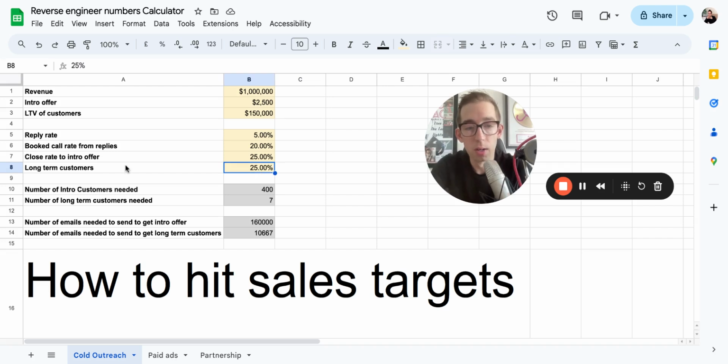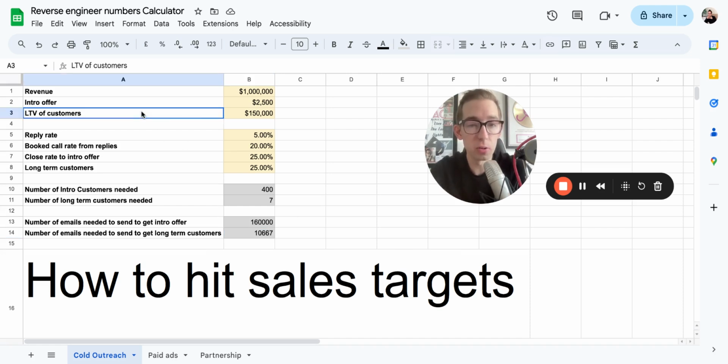Okay, so let's say our long-term customer rate is 25%, so 1 in 4 people who get the intro offer turn into a long-term customer. We only need 7 long-term customers at 150K for this to be successful. So now instead of sending 160,000 emails, we only need to send 10,667. So it's significantly less because we've got a higher lifetime customer value.